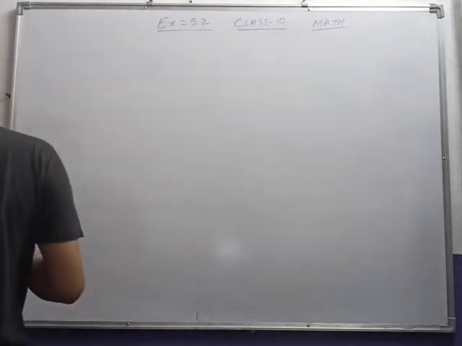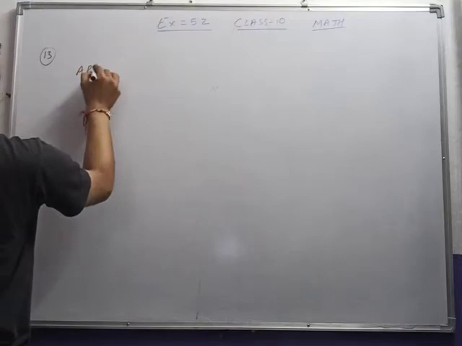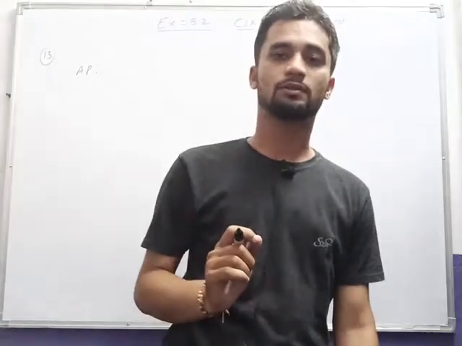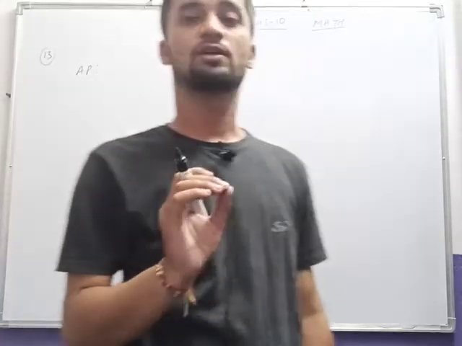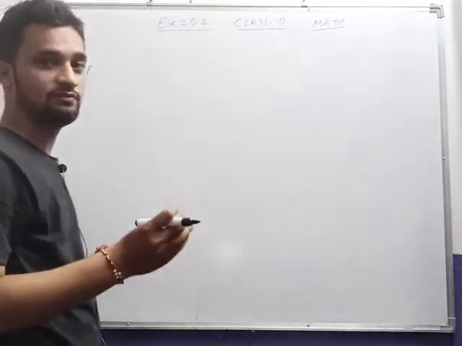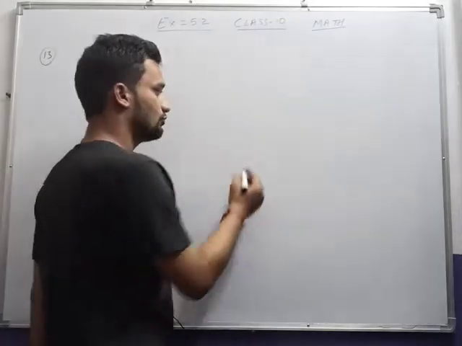So what will the AP be? 3-digit number. As you know, the smallest 3-digit number is 100, but 100 is not divisible by 7. So we have to check whether 101 is divisible by 7 or not, or 102. So let us see.